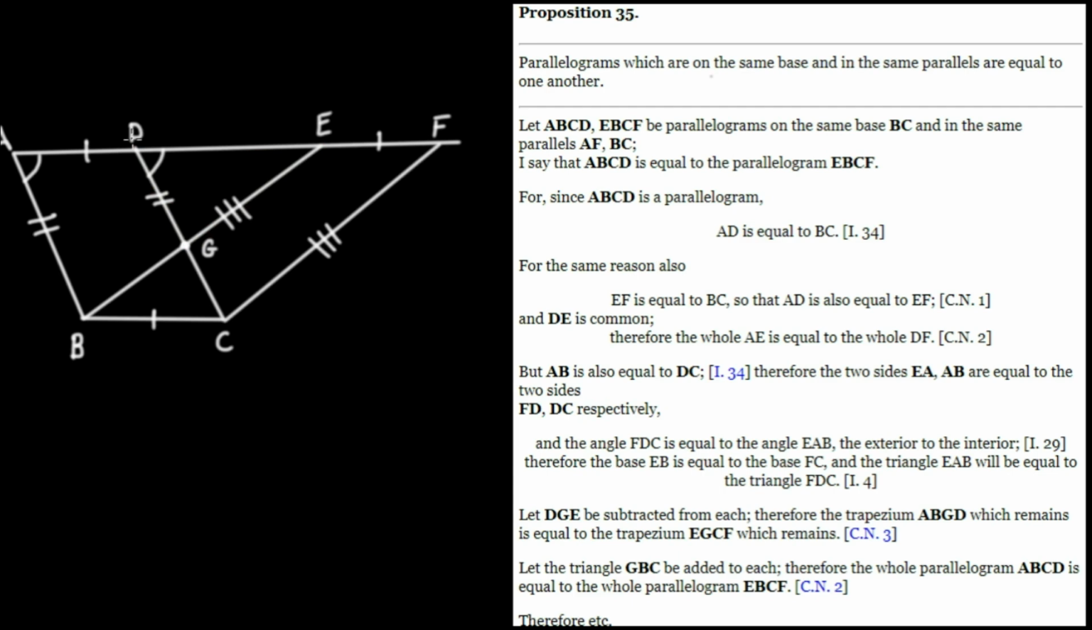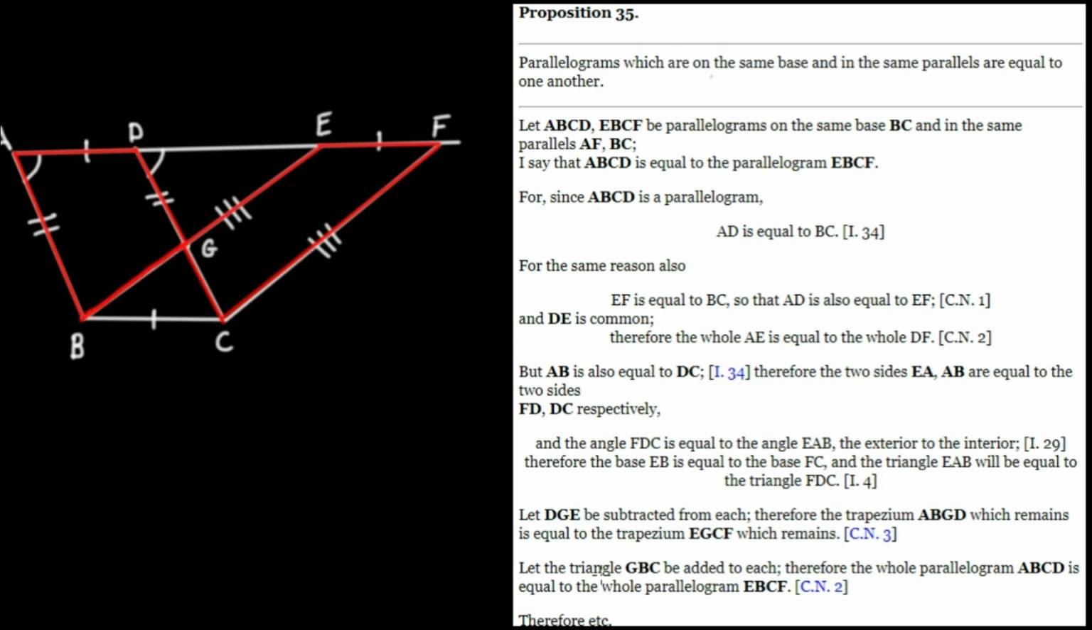And if we subtract away this triangle from equal things, what results will be equal? Therefore, the trapezium ADGB right here is equal to the trapezium EFCG, or in the order that he writes it, ABGD is equal to the trapezium EGCF. Those two trapezia are equal.